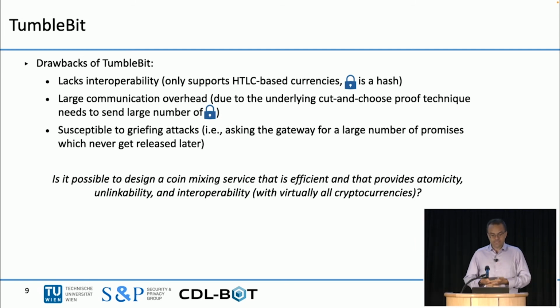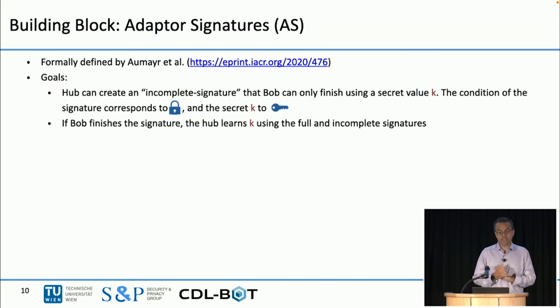We wanted to try to understand whether it's possible to design a coin mixing service that is efficient and that provides atomicity and unlinkability and interoperability. And as you might imagine, we answer positively in this work. And I'm going to tell you a little bit quickly how we do it and the intuition behind our construction. So before doing that, let me recap these magic adapter signatures that you have heard in the previous talk and that turn out to be extremely useful in a number of chain protocols, one of which is this one, okay?